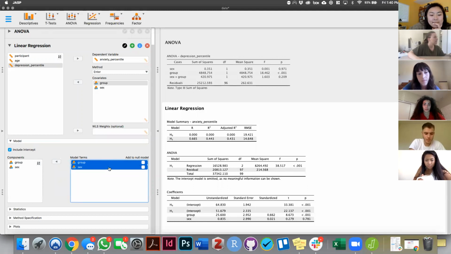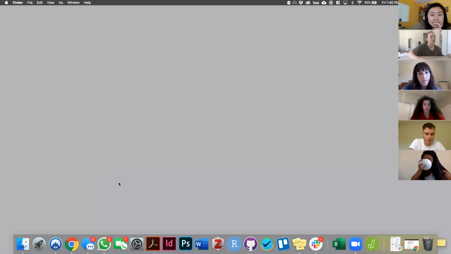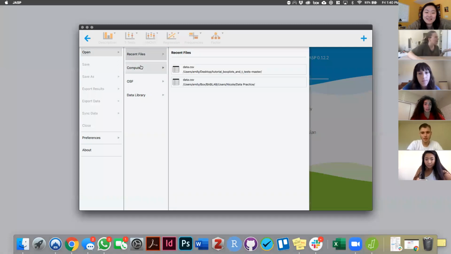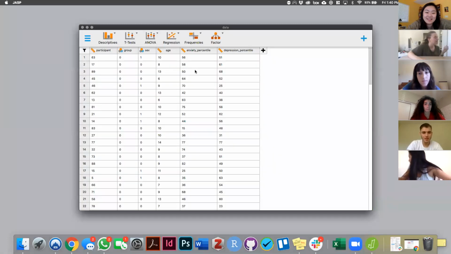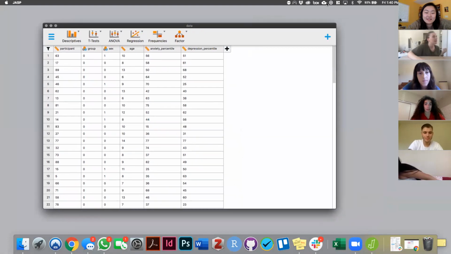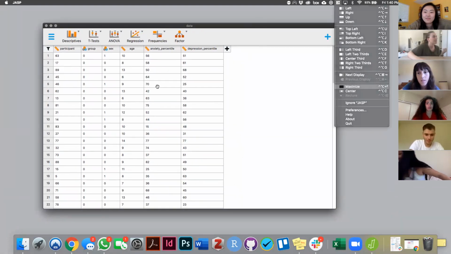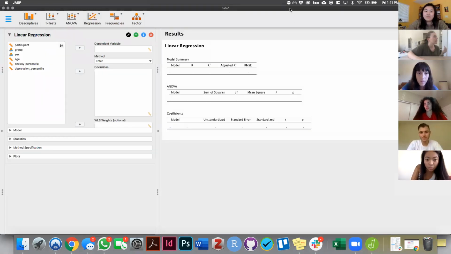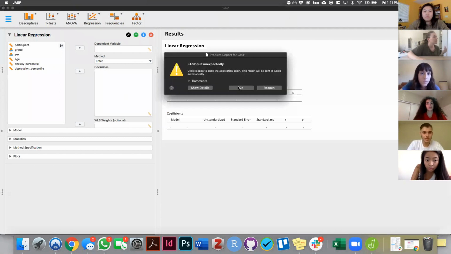I'm scared to do this again. Oh my God. Well, that's basically it. You get the same thing. What happened? Oh, it keeps crashing. Wait, somebody Google for me how to do an interaction in JASP regression. I swore I looked it up yesterday and it said that's how you did it.